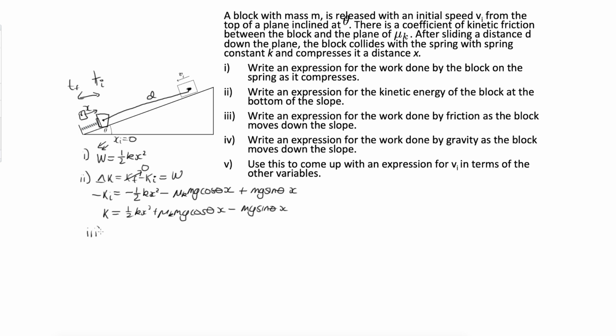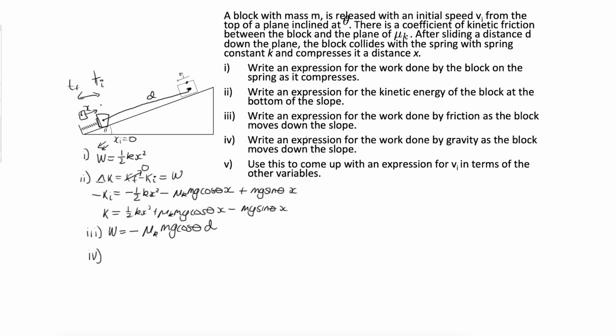Now part 3, write an expression for the work done by friction as the block moves down the slope. So now we're looking between this time interval and this time interval before it starts compressing the spring. So the work done by friction is pushing it up the slope while it's moving down the slope. So this is going to be negative, and it'll be given by mu k times mg cos theta. So this is the frictional force times the distance it moves, which is d. So this is the work done by friction as the block moves down the slope.